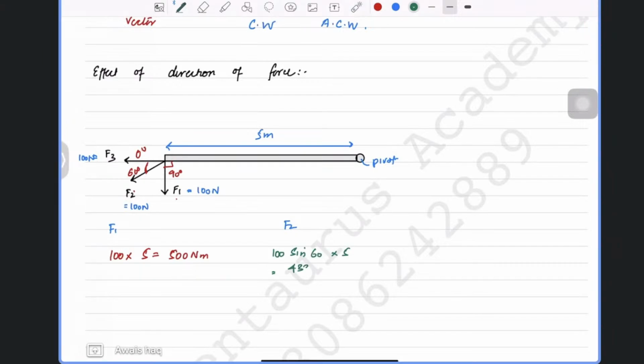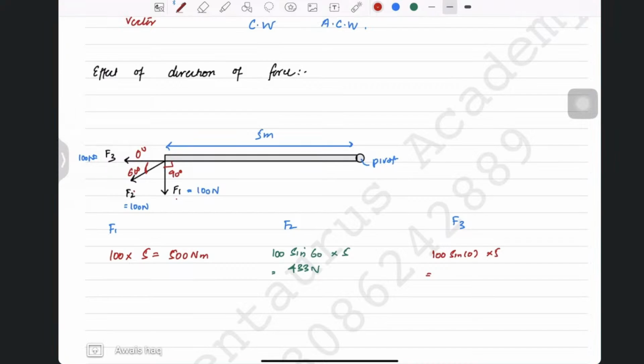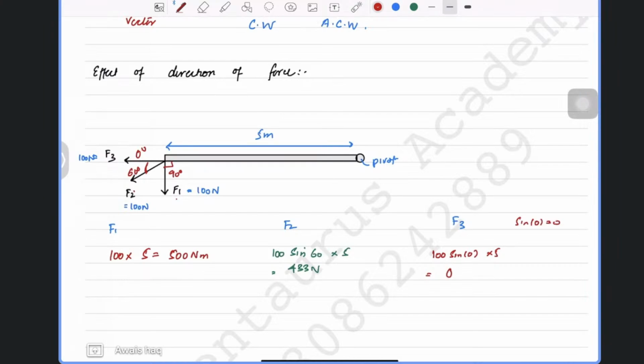So it's 433 newtons, and then we got F3, and if I do 100, if I want to find sine 0, because that would give me the perpendicular times 5, what do you get? Zero. Because sine 0 is basically 0, it means that it would produce no moment at all.